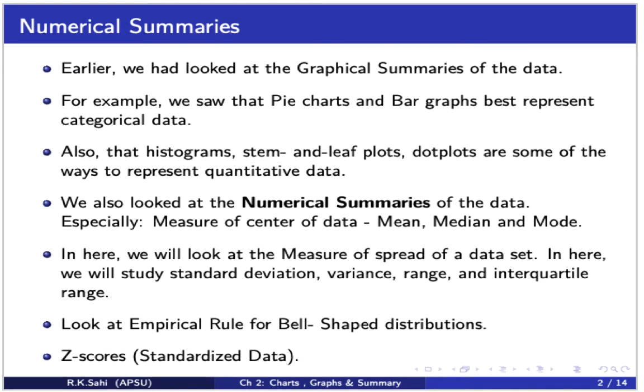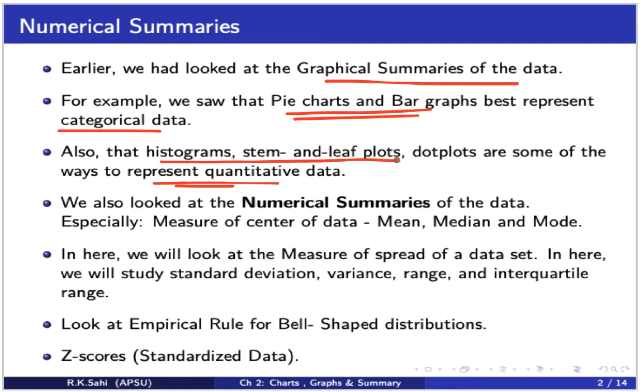Now, in our descriptive statistics, we started with graphical summaries of the data set. We looked at what is the best way to represent categorical data, and then we also looked at how we represent quantitative data. For categorical data, pie charts and bar graphs are the best way. For quantitative data, histograms, stem and leaf plots, and dot plots are some of the best ways to represent it.